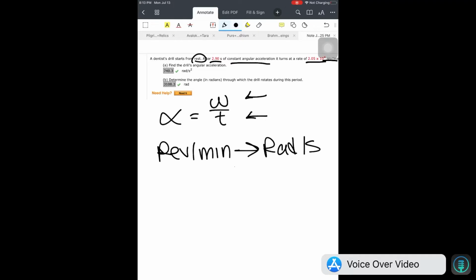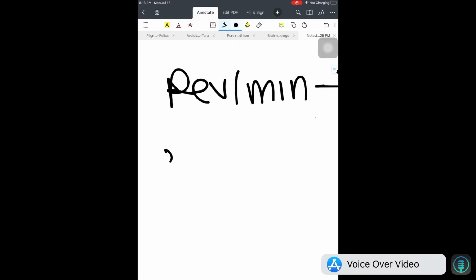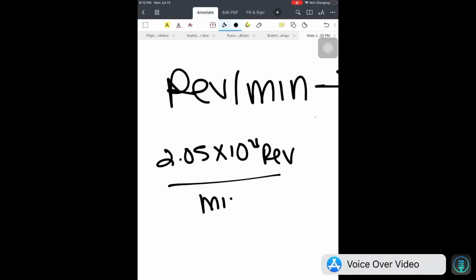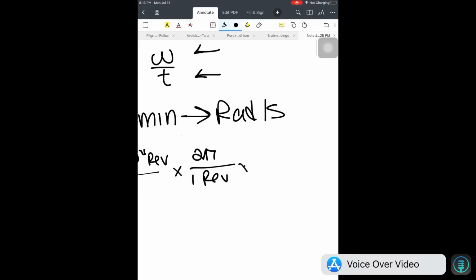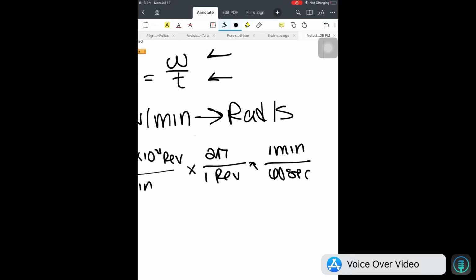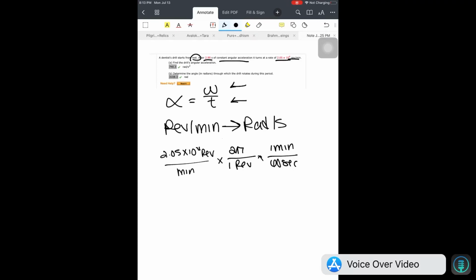So we're going to take our given, which is 2.5 times 10 to the fourth rev over minute. We're going to multiply it by 2 pi over 1 rev, because that's the conversion, because 1 rev equals 2 pi, and 1 minute equals 60 seconds. Then all the units will cancel out. Minutes will cancel out, revs will cancel out, and what you're going to be left with is radians and seconds.